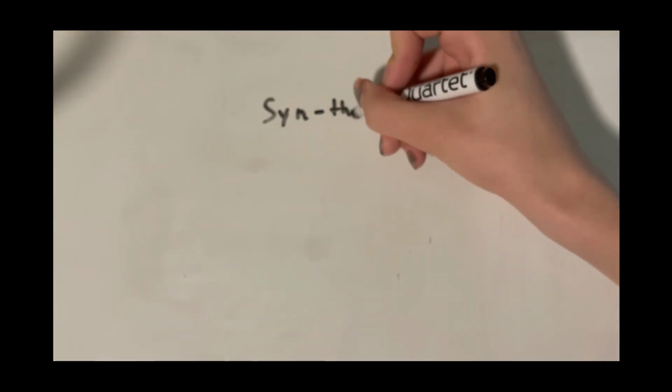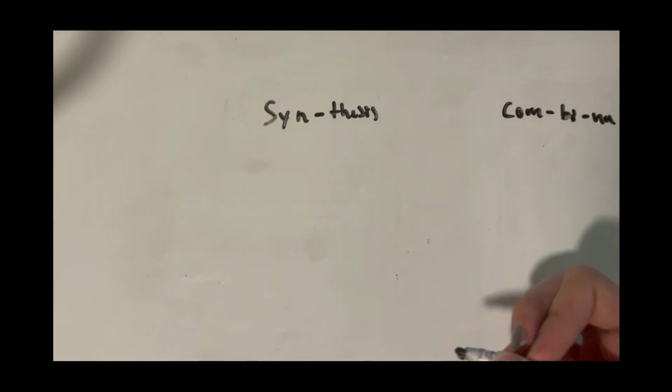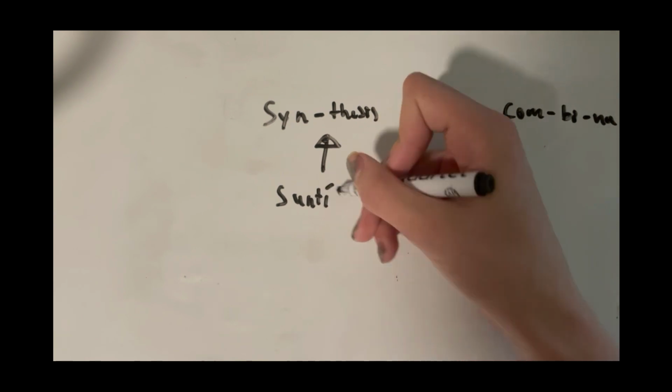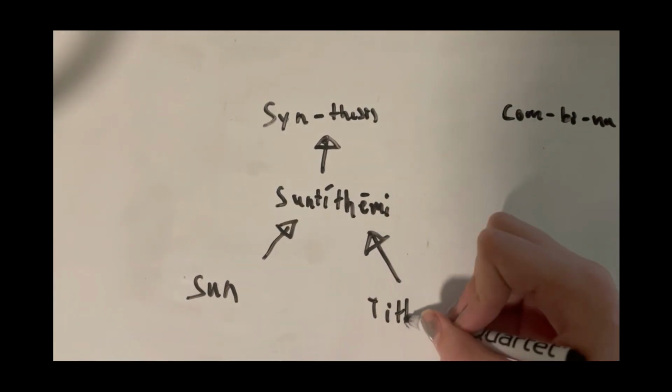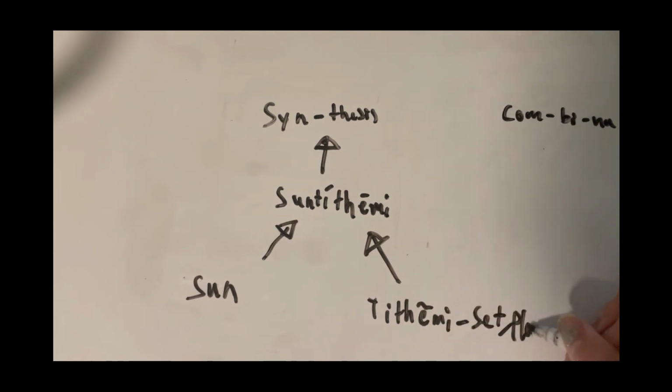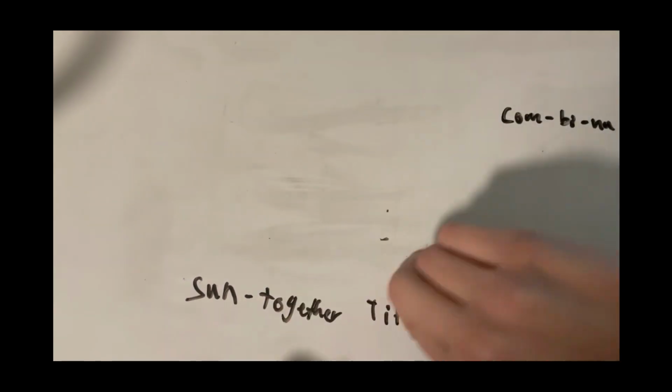Synthesis and combination can seem like really complex words, but we can break them down using etymology to make them easier to understand. Synthesis comes from the Greek word sunthesis, which comes from the roots of sun, which means together, and thesis, which means to set or place. So in total, synthesis means to place together, which we can see in the reactions in which compounds and elements are placed together to make products.